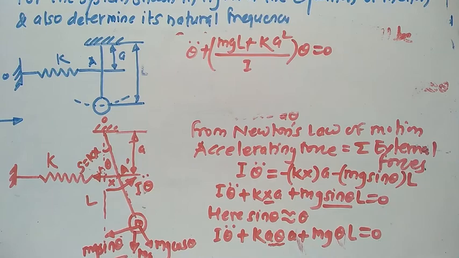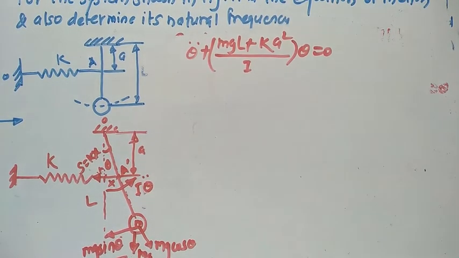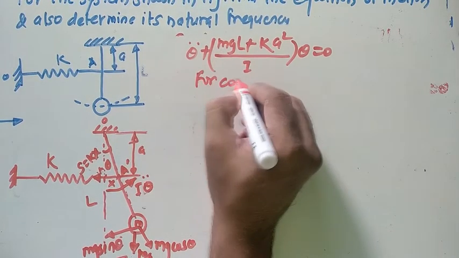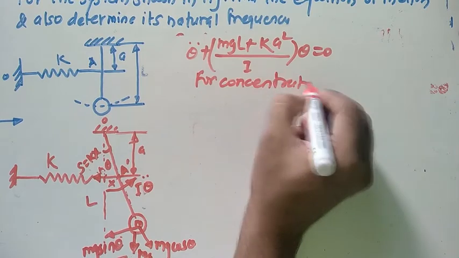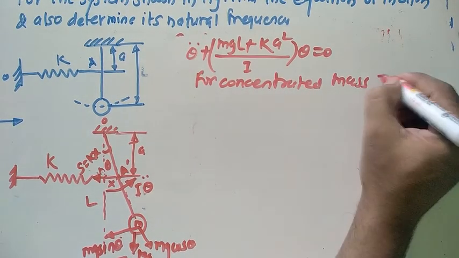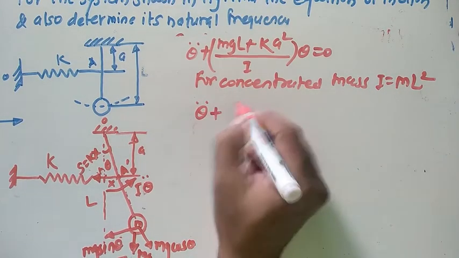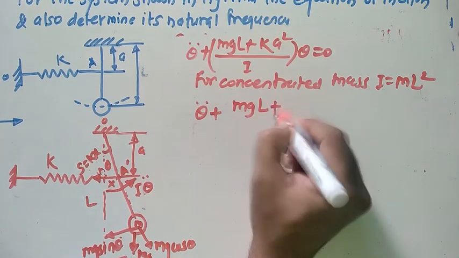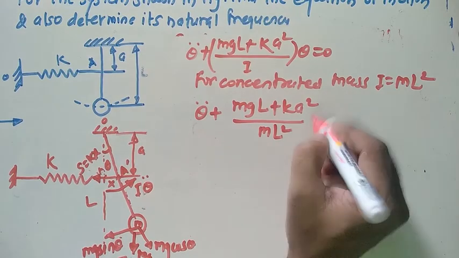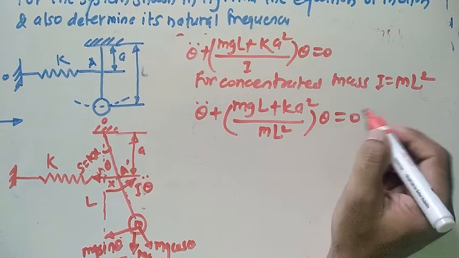As per our previous discussion, we know for concentrated mass, I equals ml square. You can get theta double dot plus mgl plus k into a square, divided by ml square, into theta equals 0.